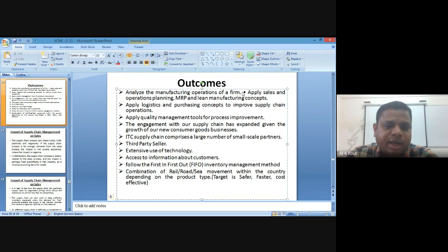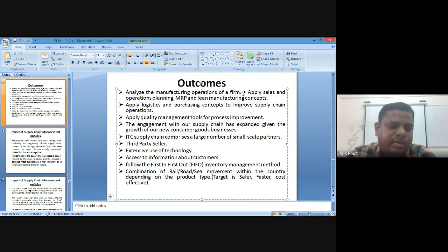The next is engagement with our supply chain has expanded given the growth of our new consumer goods business. And ITC's supply chain comprises a large number of small scale partners. Here, if you go to rural India or urban India, they directly tie up with a large number of small scale partners, and they are providing a huge amount of revenue to ITC. The next is they also go for third party sellers, or they directly employ some carry forward franchise. The next is extensive use of technology, whether it be matchbox or the paper industry. They are using the latest technology for their particular products.